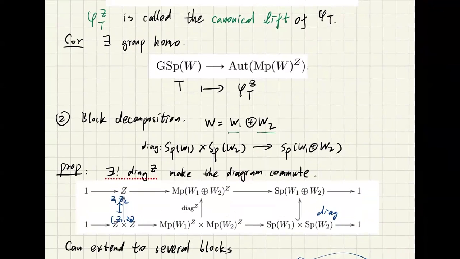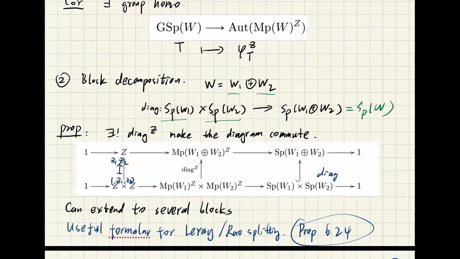and W2 are both symplectic spaces, then you will have a diagonal embedding of Sp(W1) cross Sp(W2) into Sp(W1 plus W2). So this is nothing but Sp(W). So you will have a unique diagonal, say, which makes this diagram commute.